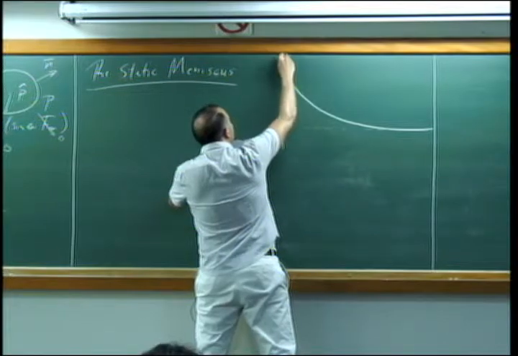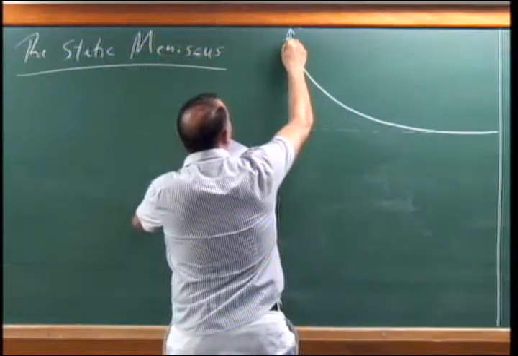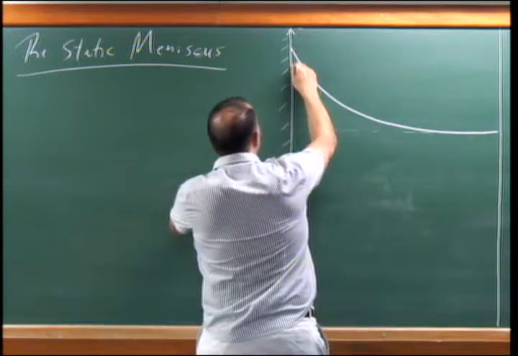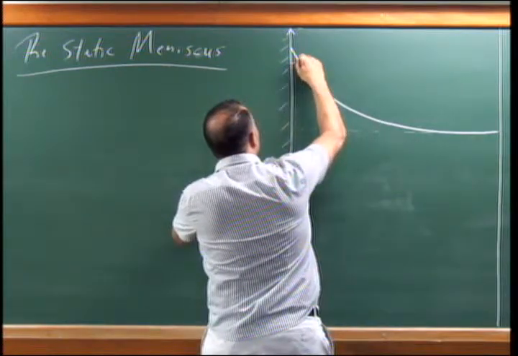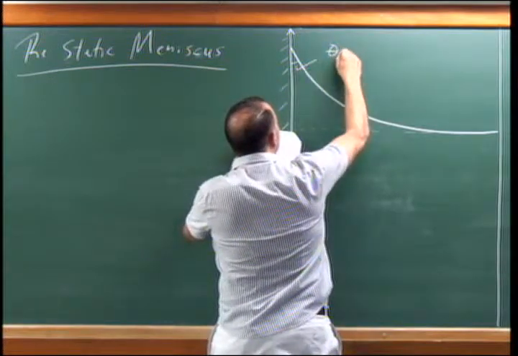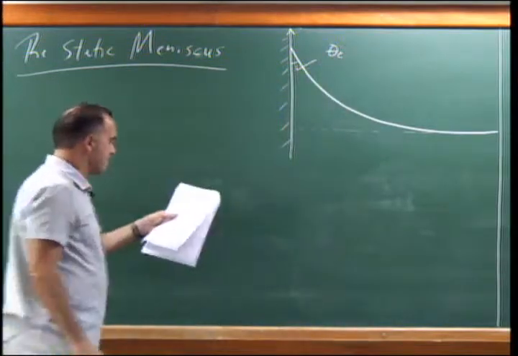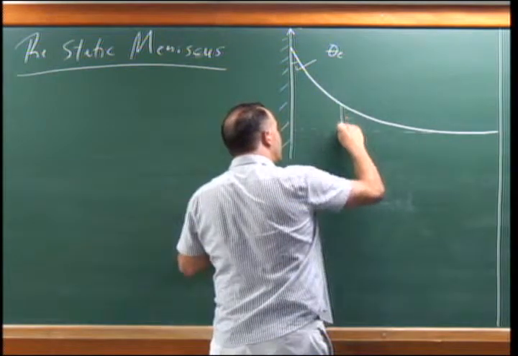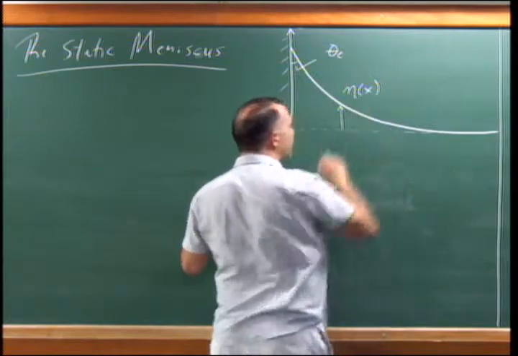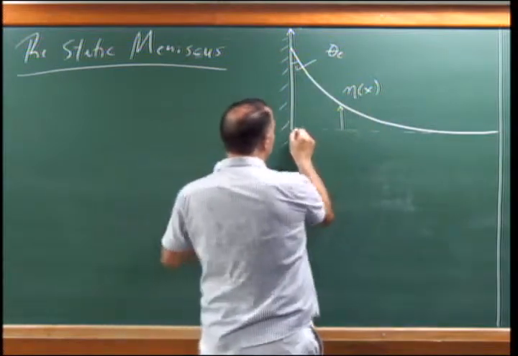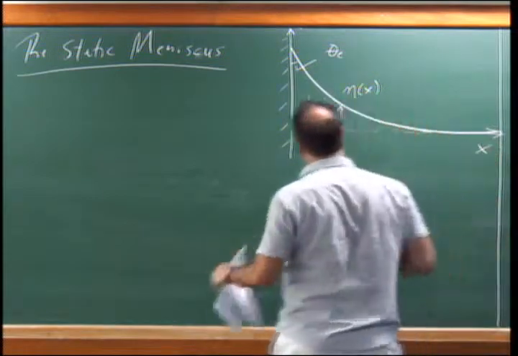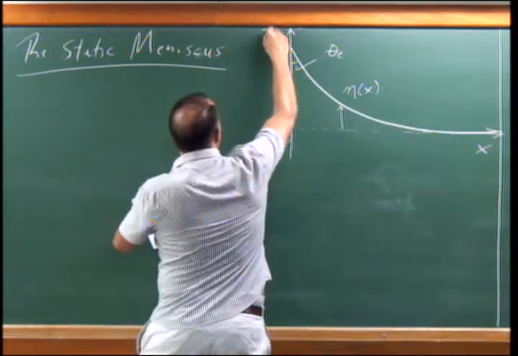So if we define, this is a rigid wall, and this is the equilibrium contact angle, theta E, and we're going to call this interface shape nu as a function of x. So x is our horizontal direction, this is z.